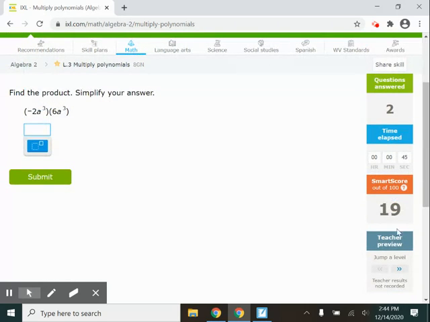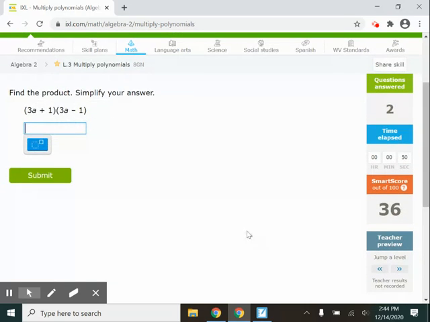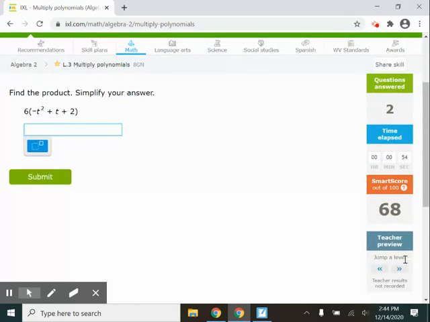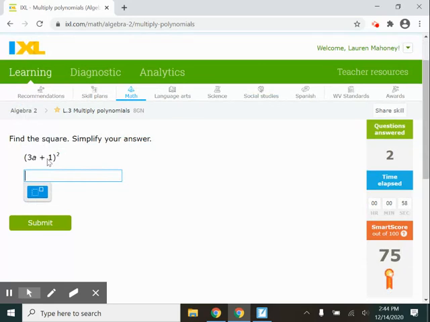And as you move through here, if we jump a level here, because I can do that on the teacher preview, there's some binomials you're multiplying together. And if you jump further, that one's pretty basic there. This one, if you have a square here, remember this is 3a plus 1 times 3a plus 1. You can't just distribute the square. You do have to FOIL that. So be aware that those could come up.